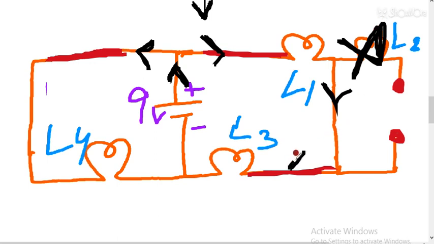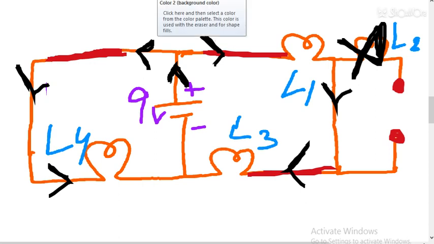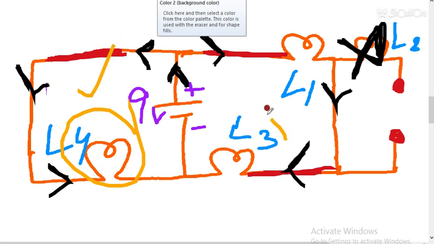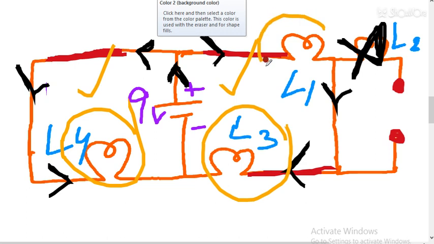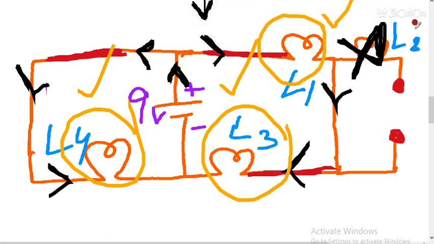Current will come in this side, and same way this current will come from this side and flow through the L4. So students, here you can guess easily which lights will glow. So L4 will glow, this light will glow, L3 will glow, and L1 will also glow. So 3 lights will glow, and the light that does not glow will be L2. So L2 will not glow. Students, L2 light will not glow.